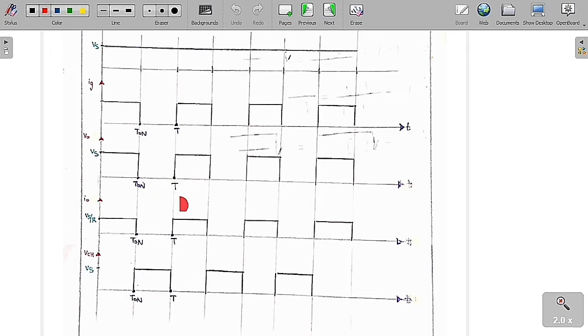This process is going to repeat after the time period of T. Whenever the chopper is on, the output voltage is equal to Vs, the output current is equal to Vs by R, and the chopper voltage is equal to 0. Whenever the chopper is off, the output voltage is equal to 0, the output current is equal to 0, and the chopper voltage is equal to the supply voltage. This is how these graphs repeat after time period T.